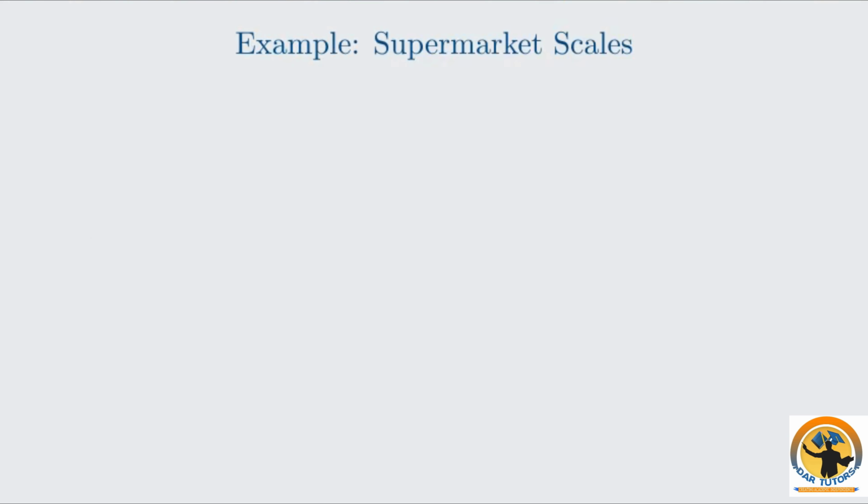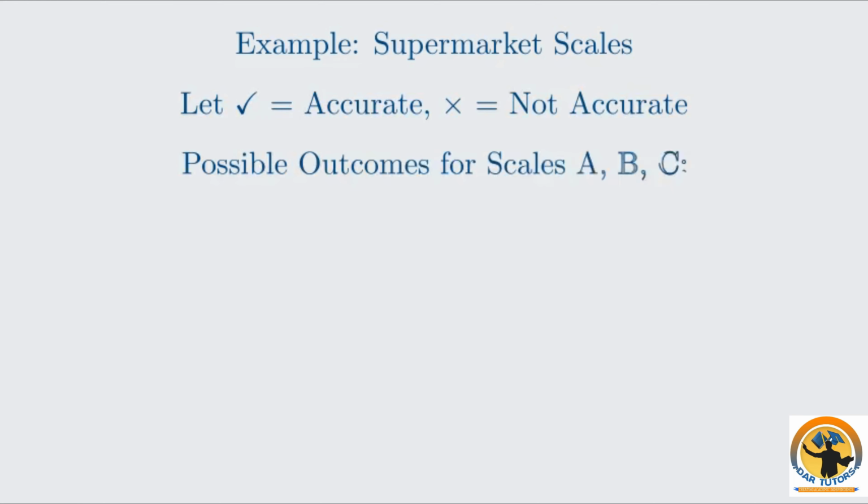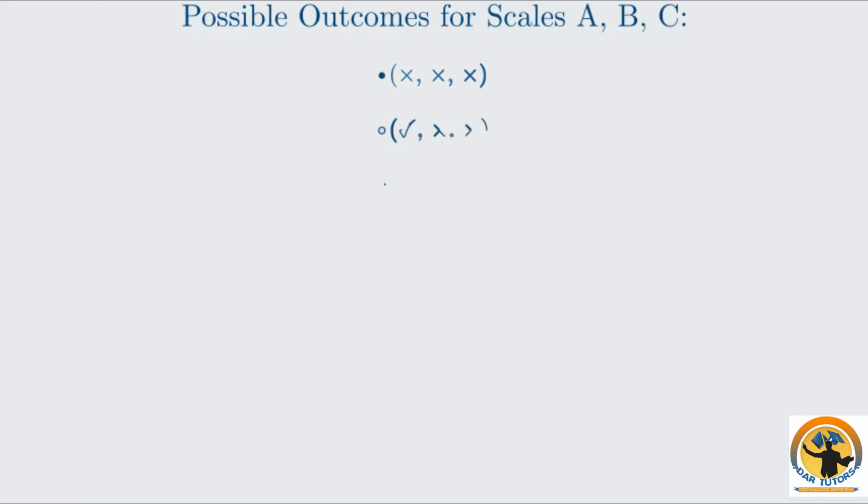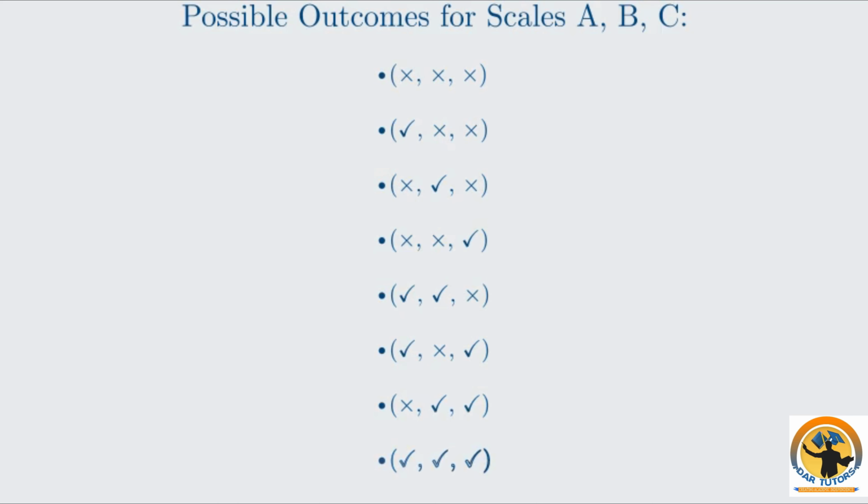Let's work through an example to solidify our understanding of discrete random variables. Suppose a supermarket has 3 checkouts, A, B, and C. An inspector checks each checkout's weighing scale for accuracy. We define the random variable X as the number of accurate weighing scales at the supermarket. Our goal is to understand the possible outcomes and the corresponding values of X. First, let's list every possible outcome from inspecting the 3 scales. Let a checkmark symbol mean a scale is accurate and a cross mean it's not. Here's a table showing all 8 combinations.